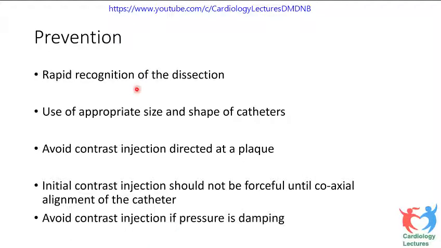The most important thing is the dissection, you should recognize it. The earlier you recognize, the better the prognosis. Use an appropriate size of catheter and shape of it. Direct contrast injection into the plaque should be avoided from the guide if possible. Initial contrast injection should not be forceful until your guide catheter is well aligned. And you should avoid injections whenever there is significant pressure damping in the guide. So these are some of the important points you should remember when you are using a guide catheter to avoid it.